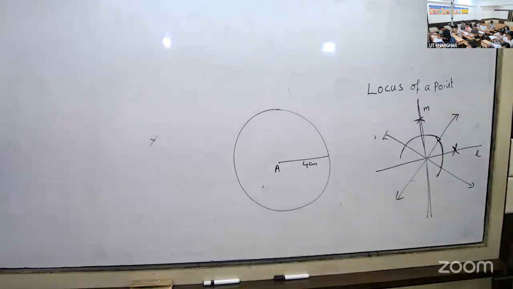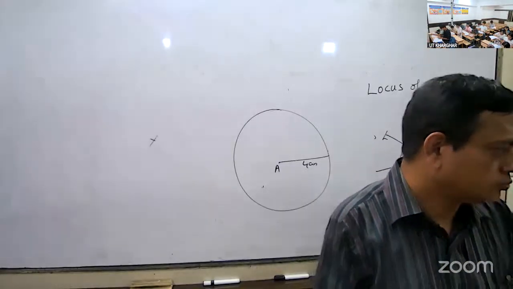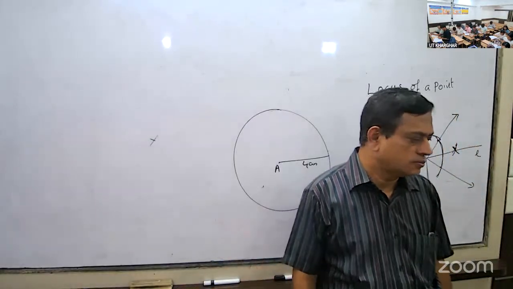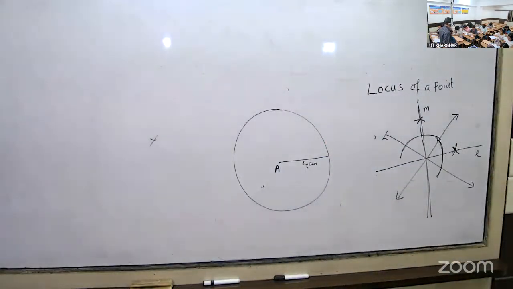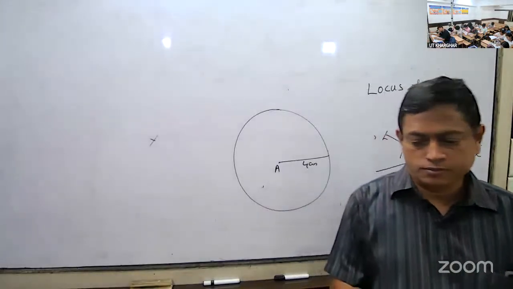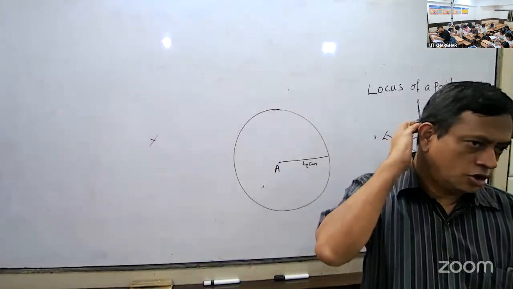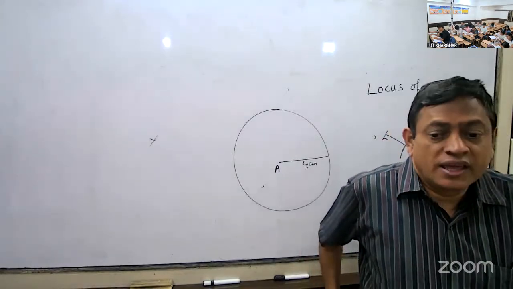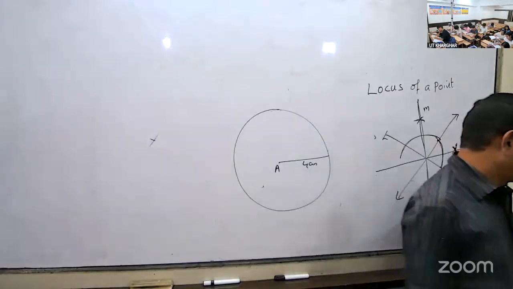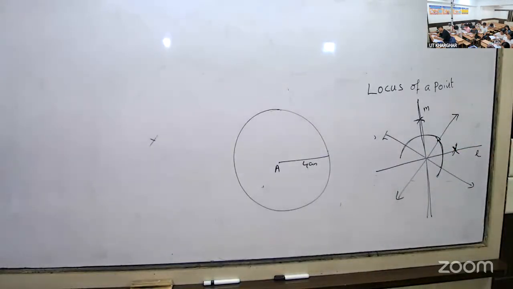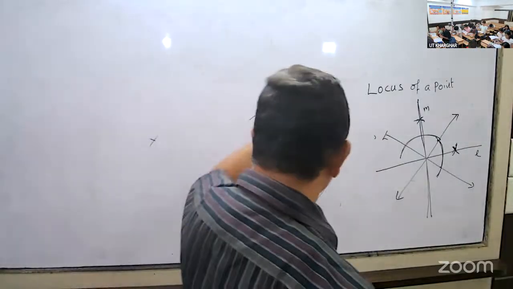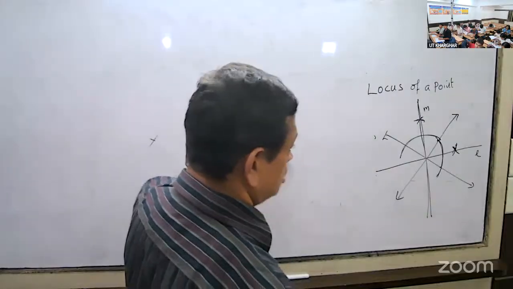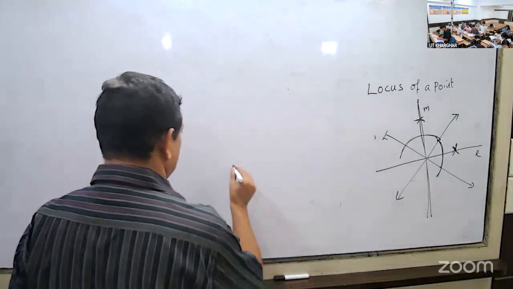Second question. Obtain the locus of a point equidistant from A and B, where AB is equal to 5 cm. All of you draw the figure. First draw a line segment AB, which is equal to 5 cm.